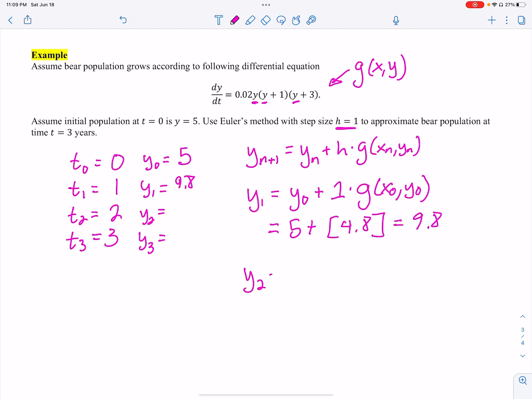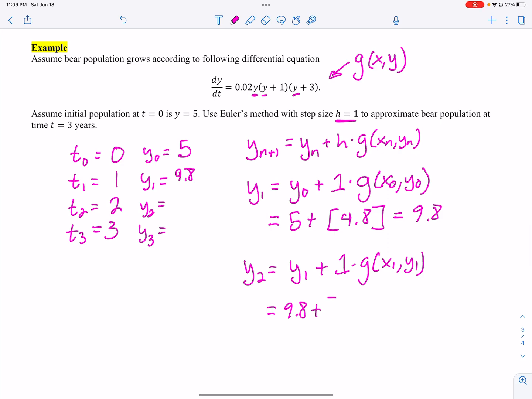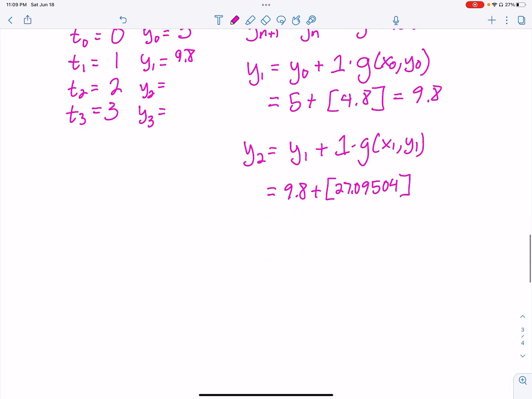Now we keep working. Y sub 2 is y sub 1 plus 1 times g of x sub 1, y sub 1. Y sub 1 is 9.8 plus, okay, and we're going to plug 9.8 into every y up there, and we get 27.09504. Adding that to 9.8, we get 36.89504. I like using that big number so I don't make a rounding error. If they ask me to round, I'll round in the end. I don't know if I'm talking about a number of bears, a population density, or anything like that. They just gave that a population grows according to this.